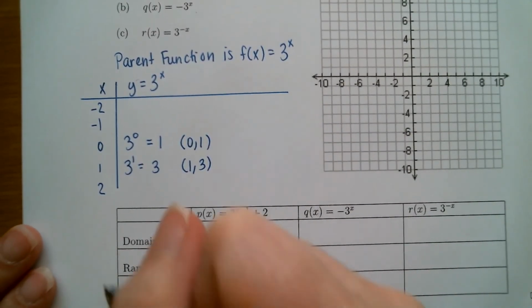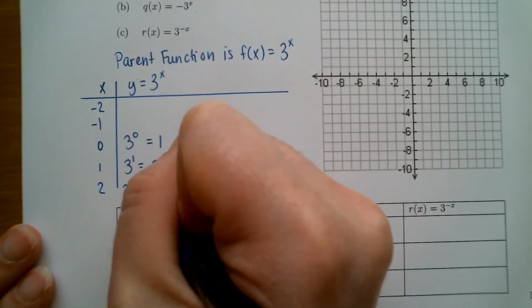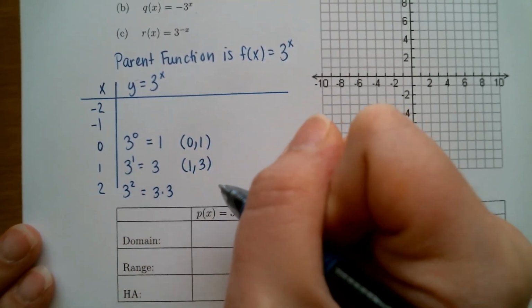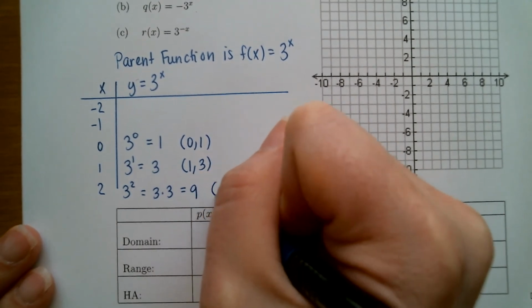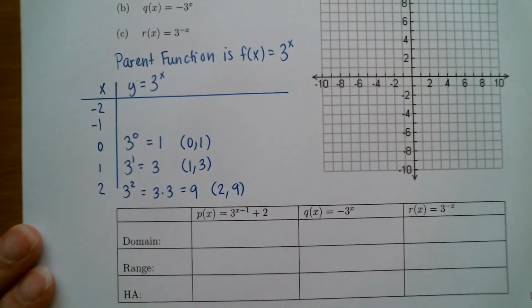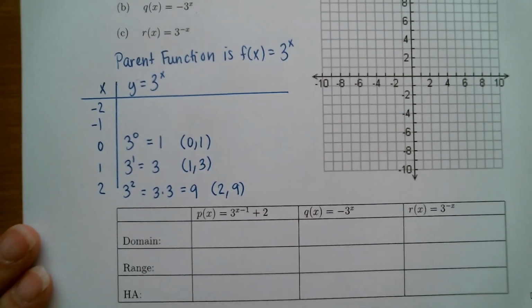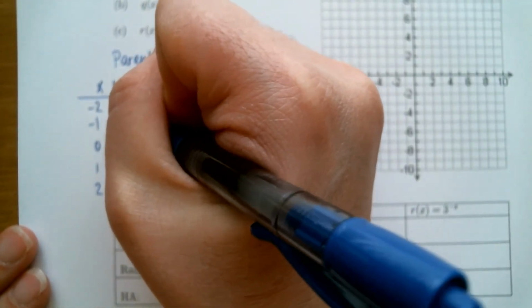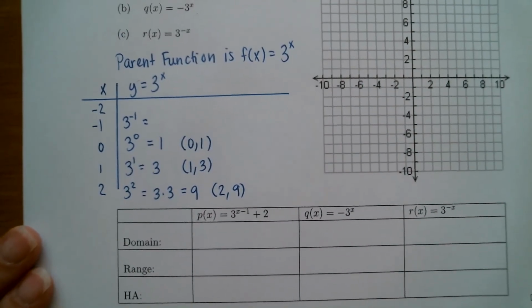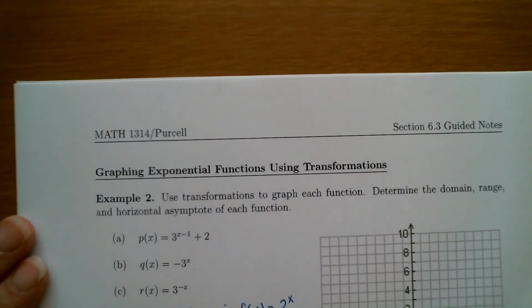And now we'll plug in 2 for x. So this is going to be 3 to the second power. That's 3 times itself. That's going to give us 9. So the parent function will go through (2, 9). And now we can plug in the negative values for x. So 3 to the negative 1. We know how to deal with this. I'll come up here and figure it out.